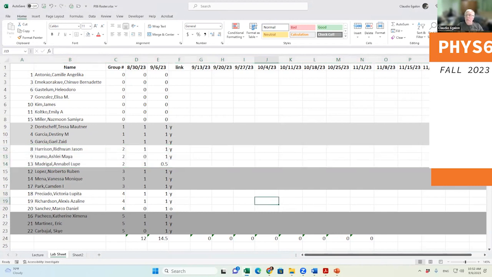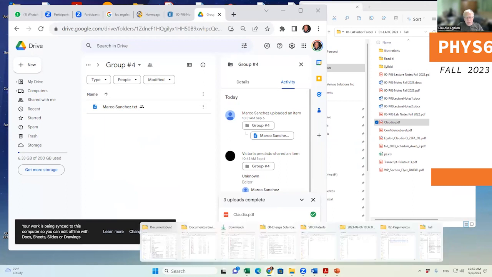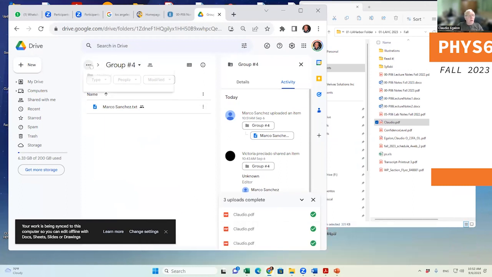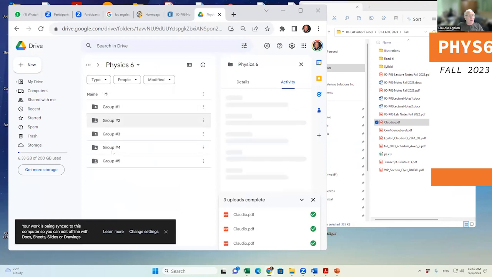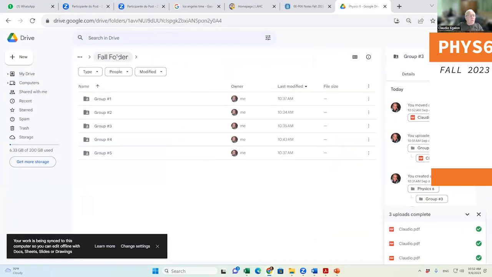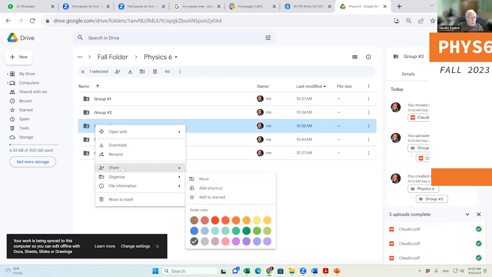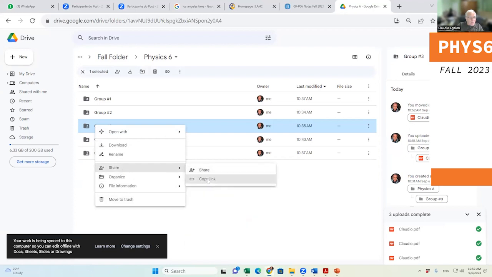Okay, so let's see. Do you have your folder open there? Which group number are you? 3. Let's see here. Physics 6, group 3. Okay, there's the... Let's see. Maybe I forgot to give you... Let's see here. There's a problem. Yeah, it's not working for me either. It's not working for you.